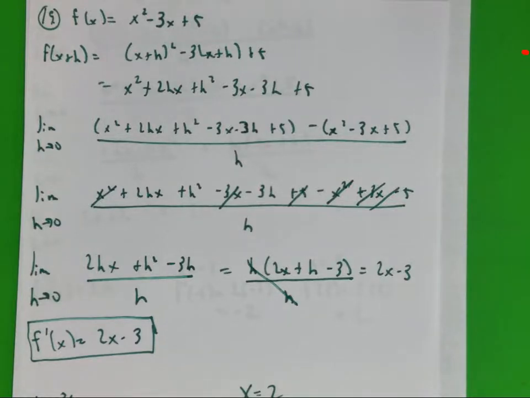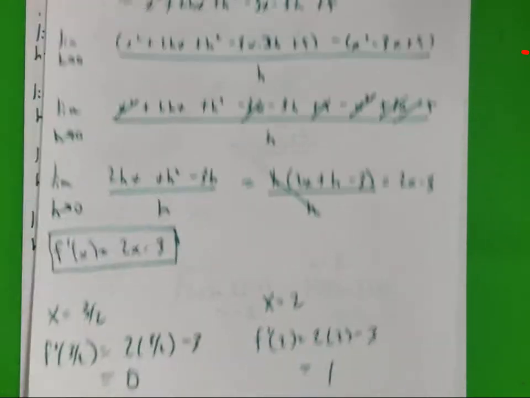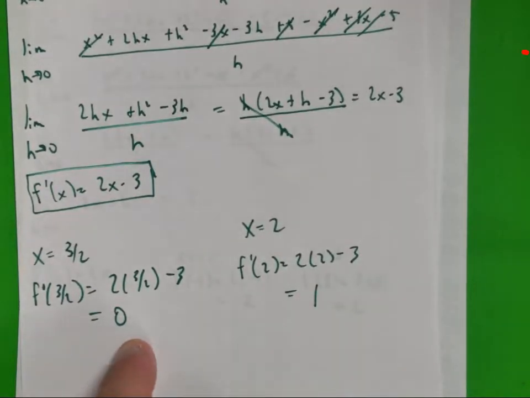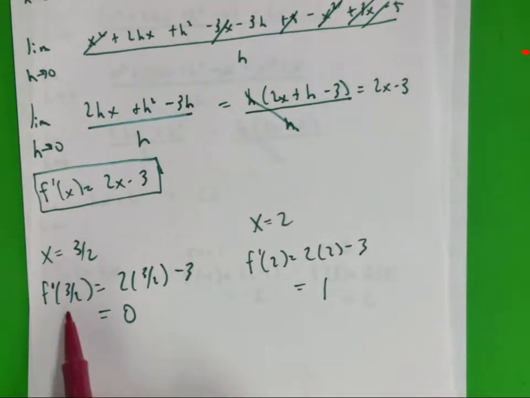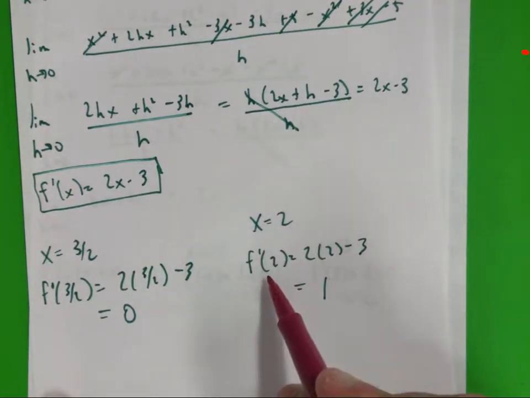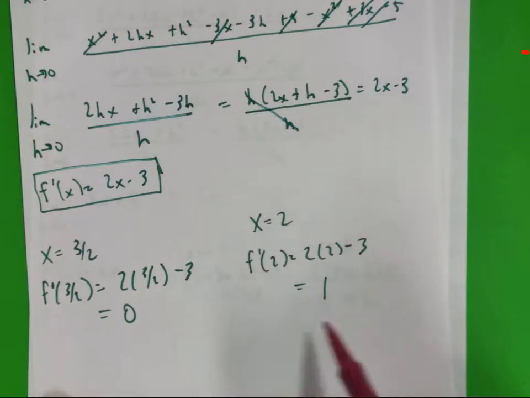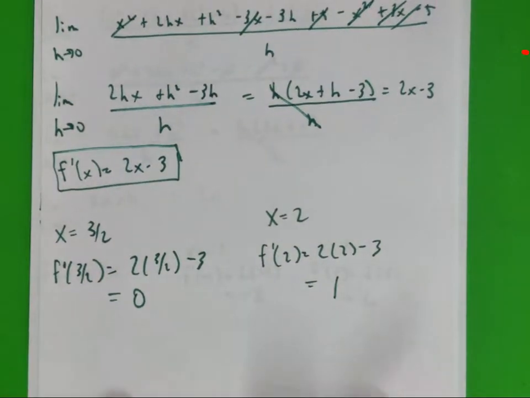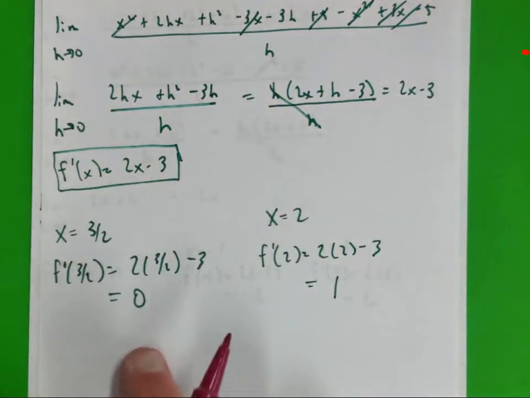Now I want to know what's going on. What is my IROC at 3/2? Where at 3/2 it is equal to 0. You see I put f prime of 3/2. I plug that into my derivative. X equals 2. F prime of 2 equals 1. Pay very close attention how I wrote my final answer and how I did the bottom here.